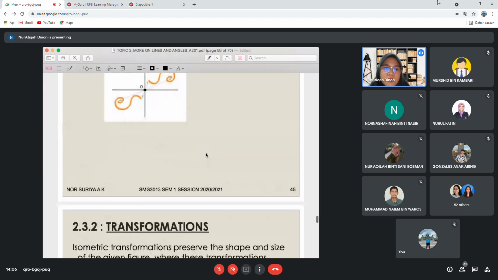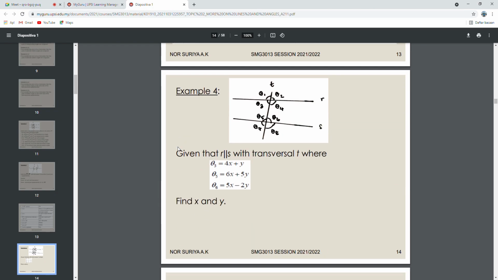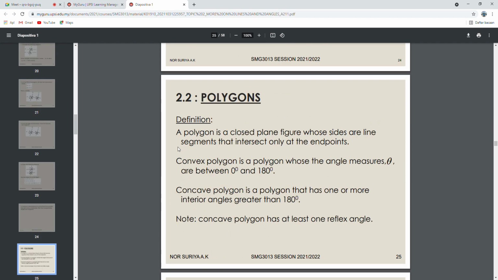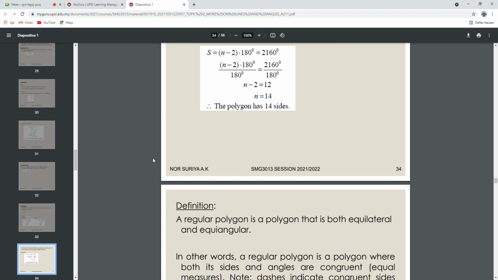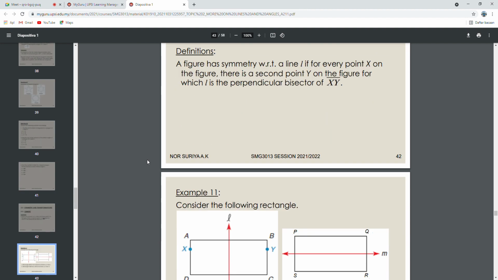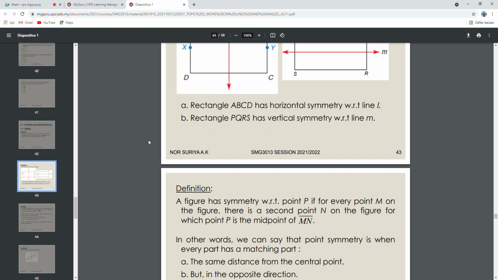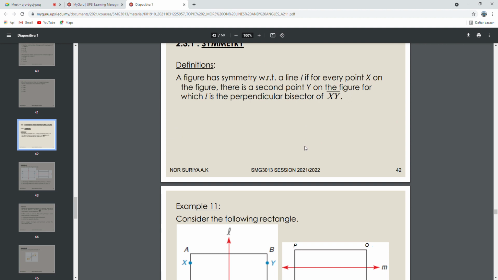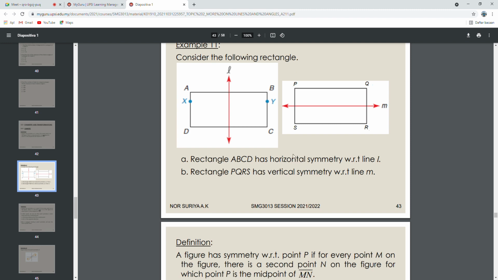Okay. This is symmetry. Next is transformation. When we talk about transformation, it preserves the shape and size of the given figure. Isometric transformation preserves length and angle measures, thus leading to a second figure that is congruent to the given figure. Normally when we transform, we have some rules. The types of isometric transformation are slide or translation, reflection, and also rotation. So these three types will define what transformation you are doing for the figure.